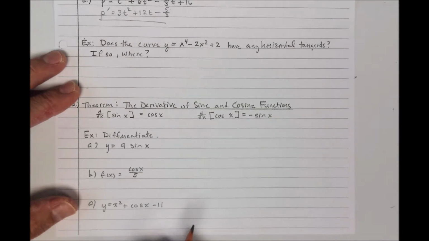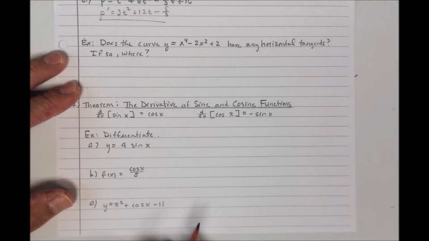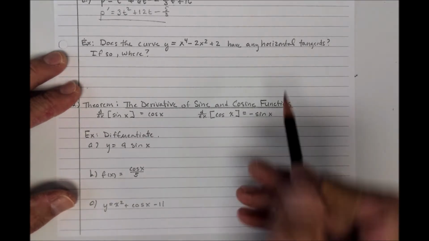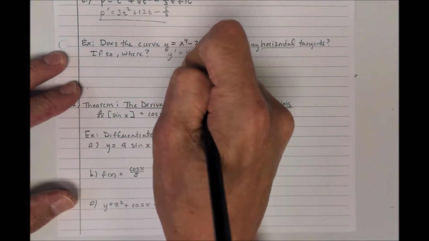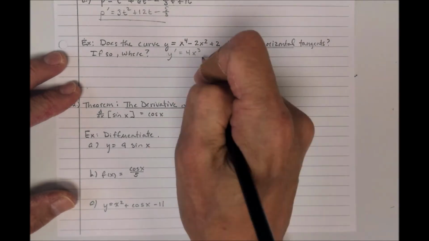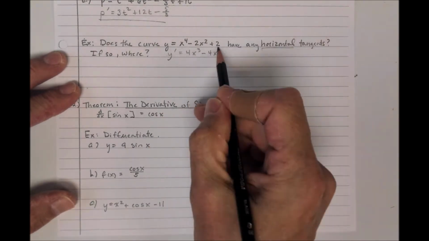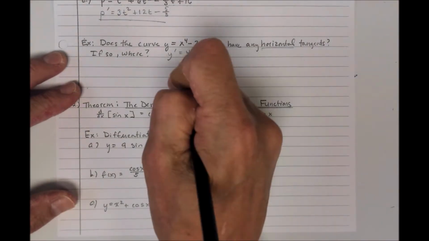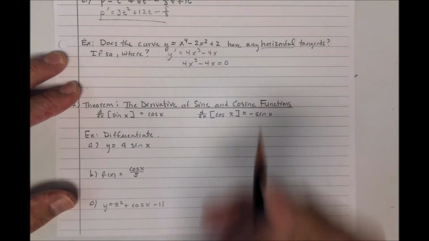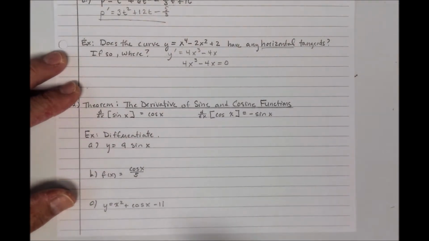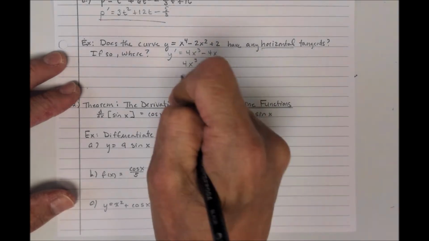Does the curve y equals x to the fourth minus 2x to the second plus 2 have any horizontal tangents? And if so, where? Well, horizontal tangents means that the slope of the tangent line is 0 because it's horizontal. So what I'm going to do is find the derivative, which is 4x to the third, that's the first term, minus 4x, and of course the derivative of plus 2 is 0. I'm going to set the derivative, which is my slope finding function, equal to 0 to see if I have any horizontal tangents. And I'm going to solve this equation just like I did in my algebra days.